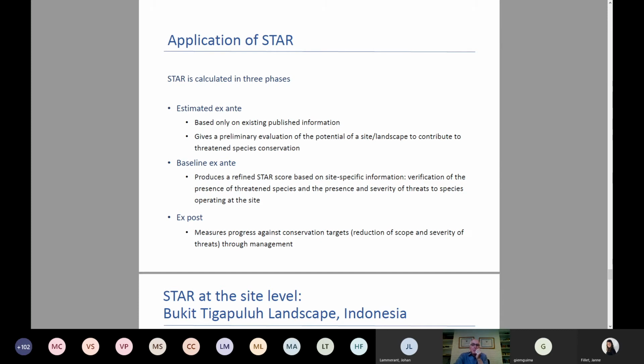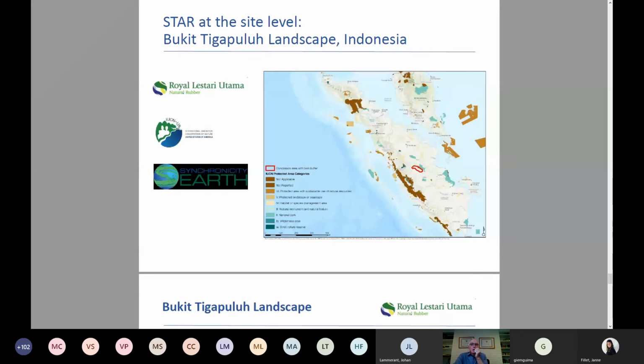So to talk quickly about the site level case we have, next slide please. The Bukit Tiga landscape in Indonesia is in the middle of Sumatra. You see the blob there. It's a project that's implemented by Royal Lestari Utama, and the work that we did in it was supported by Synchronicity Earth. Next slide.